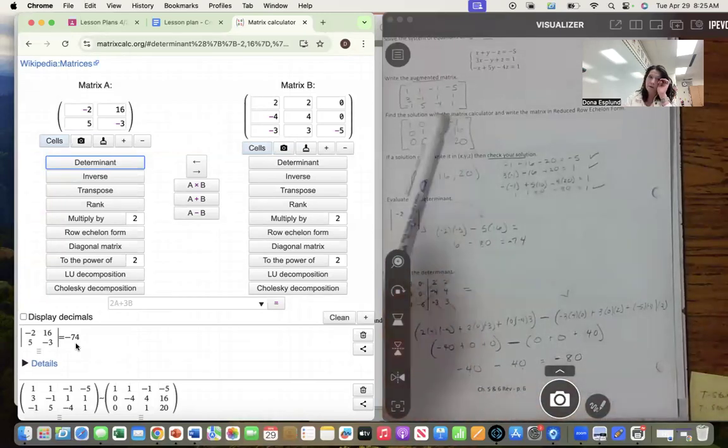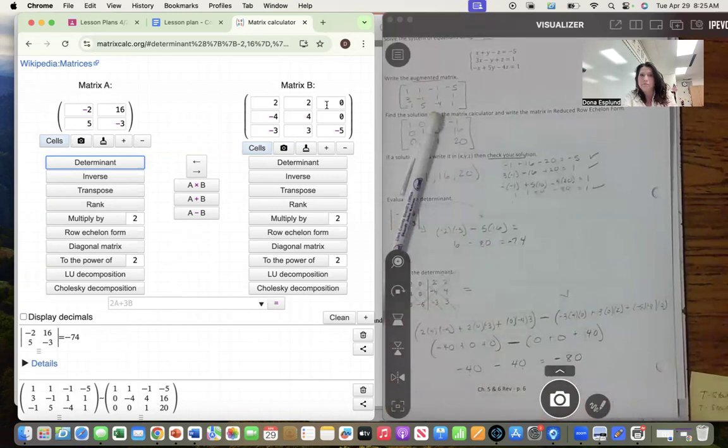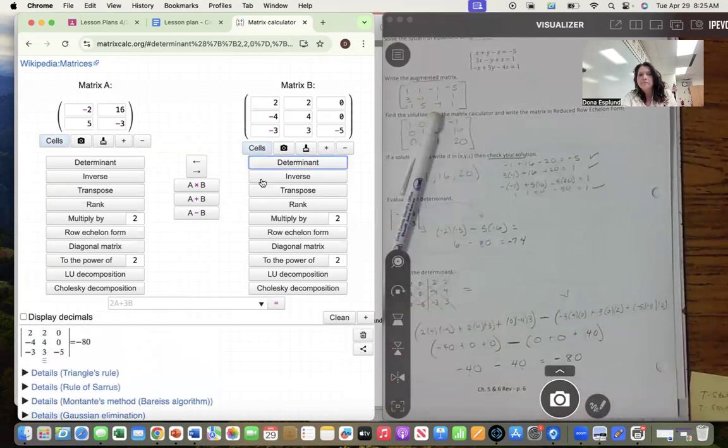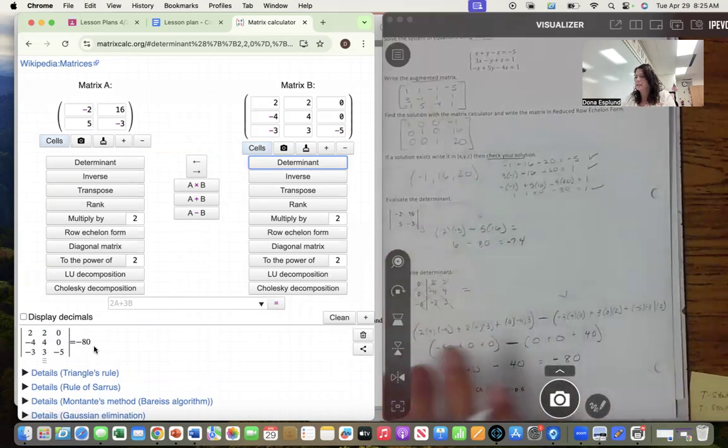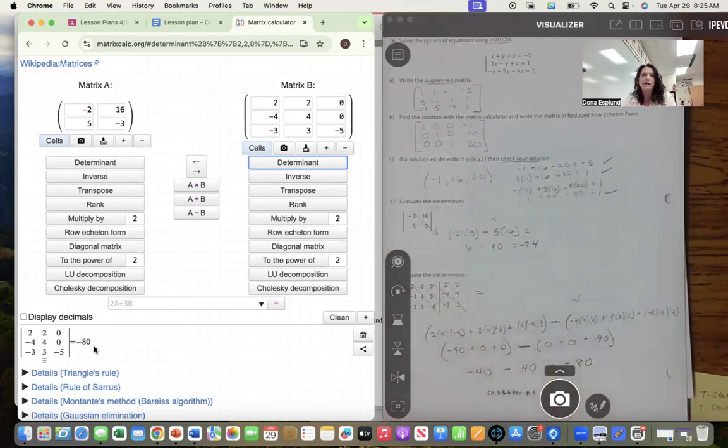And again, I've actually put it in my matrix calculator just to save a little time. I'm going to click on determinant, and if you notice, I'm also getting -80. So again, I want to see the algebra, but you can definitely use your matrix calculator on your test to check your answers. All right, that's chapter 5 and 6.